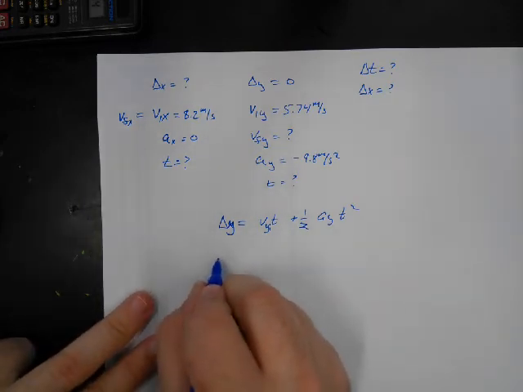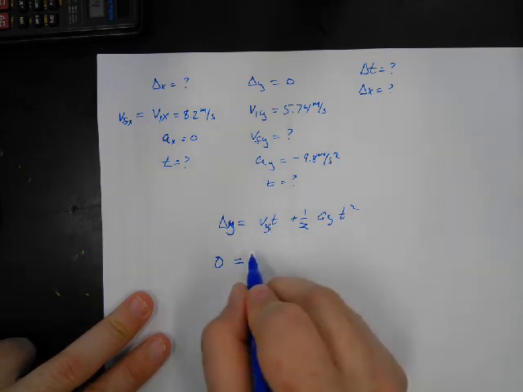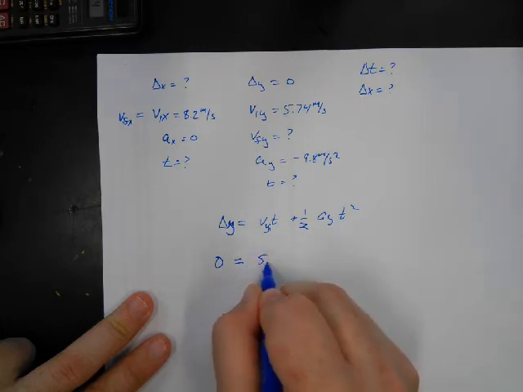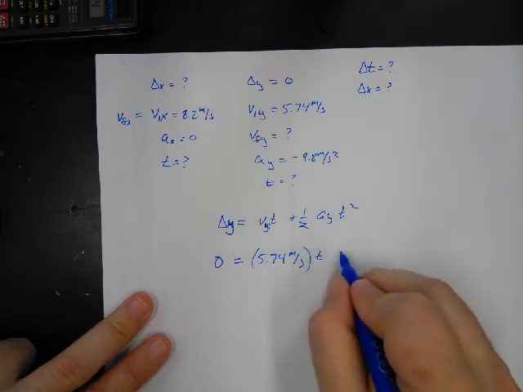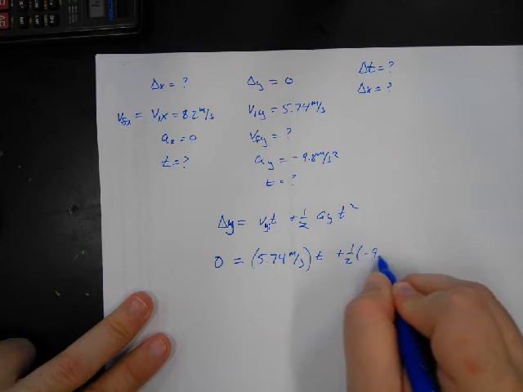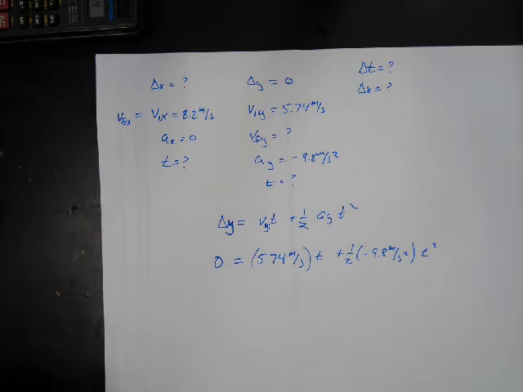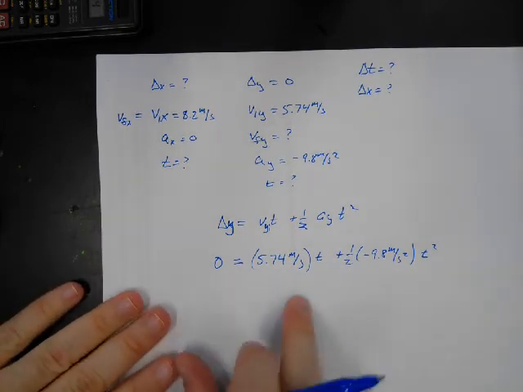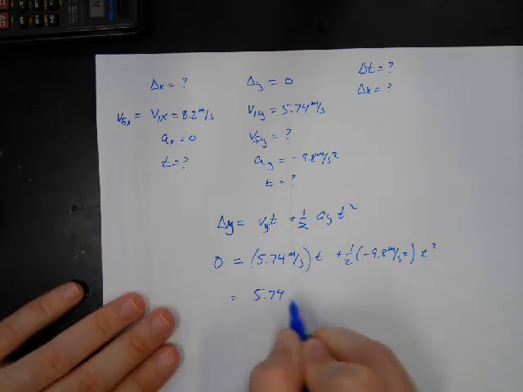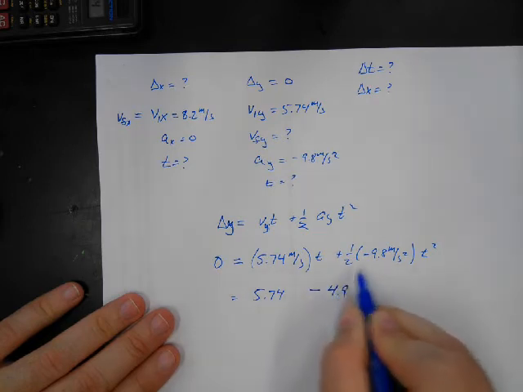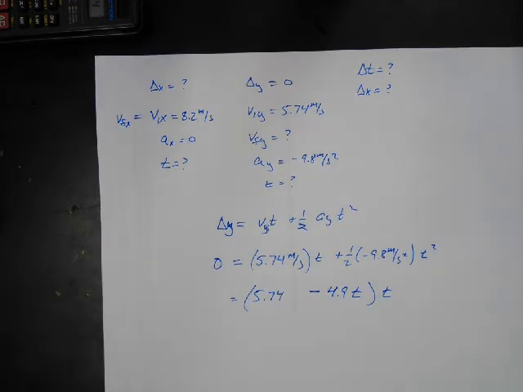All right, delta y is going to be 0. We're going to have v initial t is 5.74 meters per second times t. And we're going to have 1/2 minus 9.8 meters per second squared t squared. Now, I can tell you that this thing already has 2 solutions that are easy to get because we can factor out a common t. This is going to be 5.74 minus 4.9, when I simplify this, t, times t. We factor out the common t.